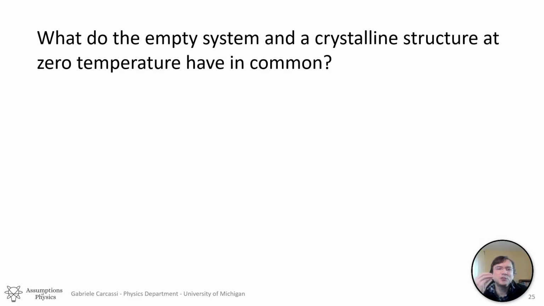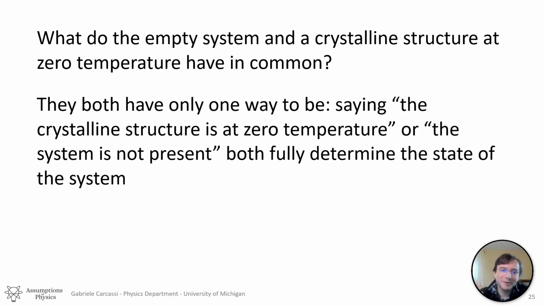So now the question is, what do the empty system and a crystalline structure at zero temperature have in common? Well, the thing that they have in common is that they both have one way to be. Whether the crystalline structure is at zero temperature, or the system is not present, both fully determine the state of the system. The crystalline structure at zero temperature is rigid, and the empty system is not there, so we know everything there is to say about the empty system.